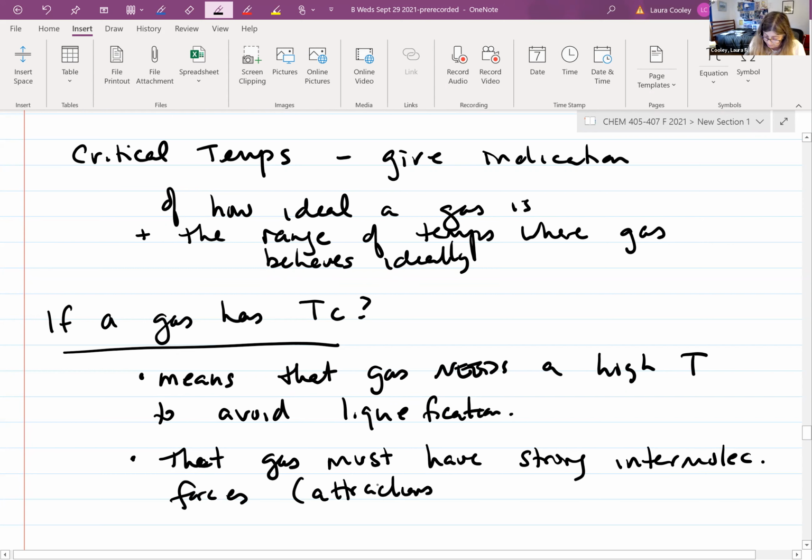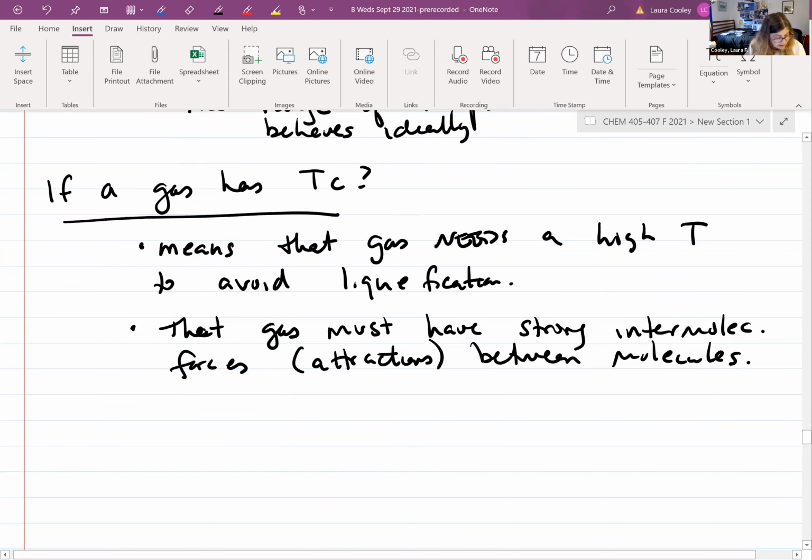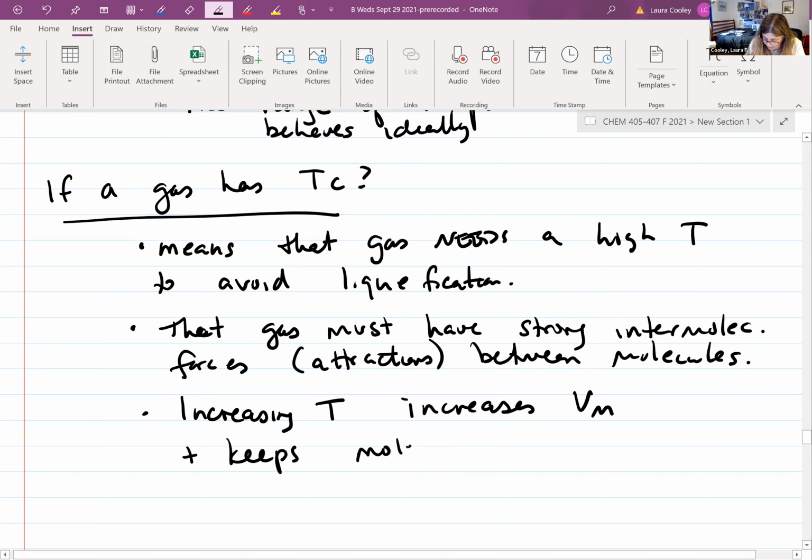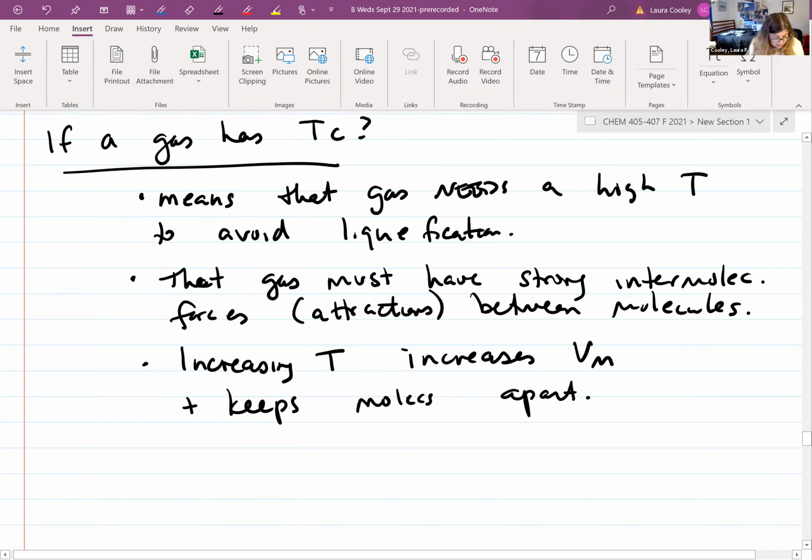Because to become a liquid, you have those intermolecular forces that are pulling molecules together. And if those forces are strong, you need a higher temperature to get greater molar volumes to keep those molecules apart and stop them from becoming a liquid. So increasing T increases molar volume and keeps molecules apart. If you have strong intermolecular forces, you'd have to have a higher temperature to keep them apart.